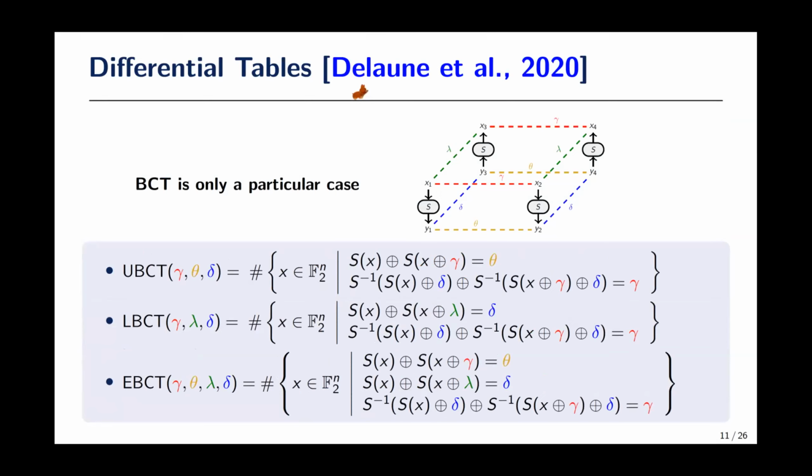To search for the boomerang distinguisher, we need to be able to compute the probability of the boomerang characteristic. To do that, BCT is not enough, so we need to merge it with the differential table. We need extra three tables here: the UBCT for the upper BCT, LBCT for the lower BCT, and EBCT for the extended BCT.